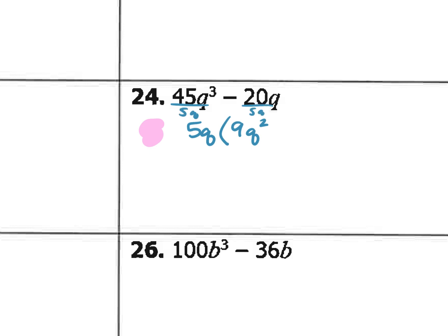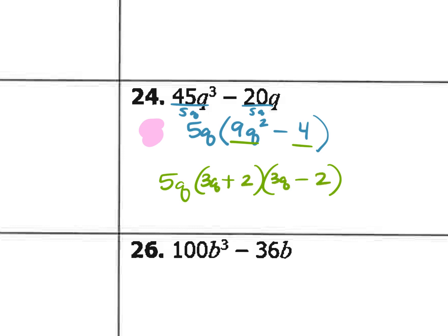So 9Q squared minus what? Minus 4. Okay, now that's a difference, right? Subtraction, and these are perfect squares. What is your final answer going to look like? Don't forget the 5Q, right? Then you do your 2 binomials, one's plus, one's minus. 3q and 2. So 3q plus 2 and 3q minus 2. And that is your final answer.